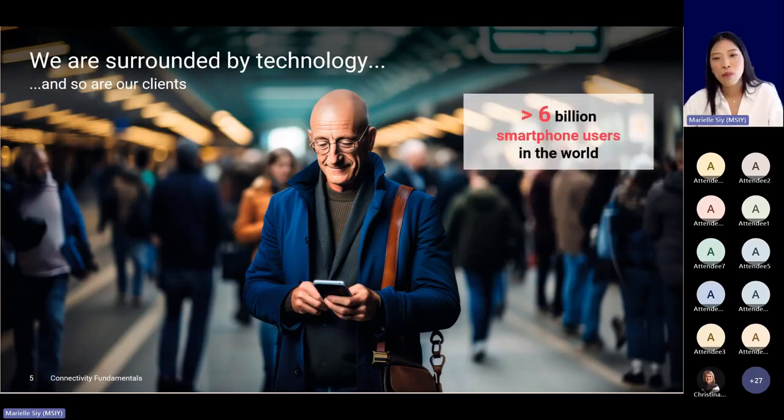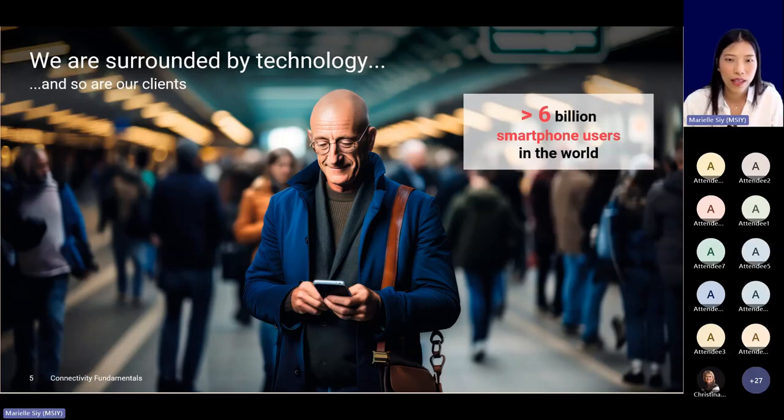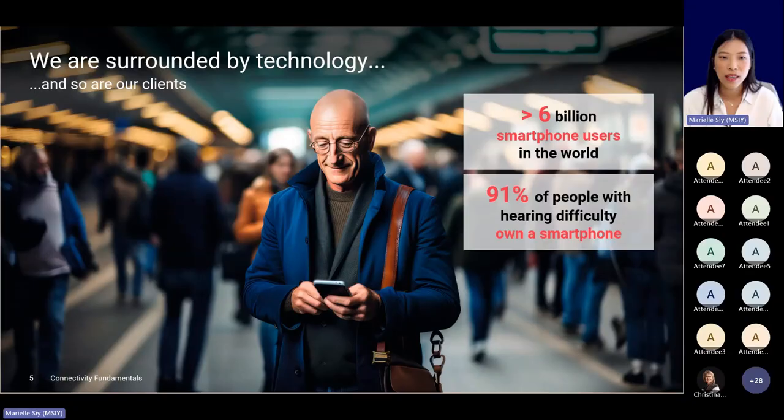So today there are more than 6 billion smartphone users worldwide, meaning that more than 85% of the world's population now owns a smartphone. In fact, the recent MarkeTrak 11 survey, a study conducted in the US from 2022, showed that 91% of people with hearing difficulty also owned a smartphone.